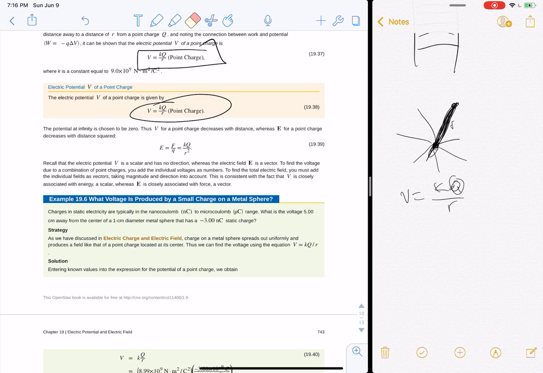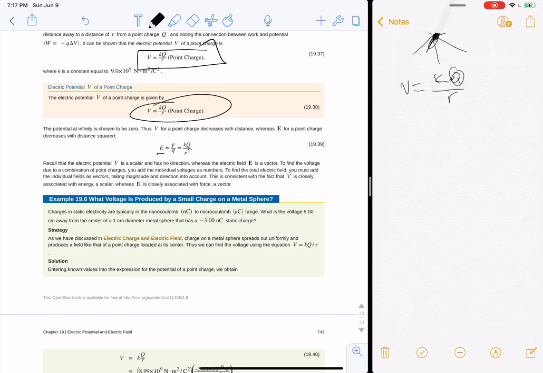So your electric field strength is F over Q, which is kQ over r squared. Now you want the electric potential, you just get rid of one of the r's, or you multiply by an r, and then you get your electric potential, voltage. So this is very similar to the force being mg and the potential being mgh. It's the same idea. Your mg is your force, your potential energy is your mgh.